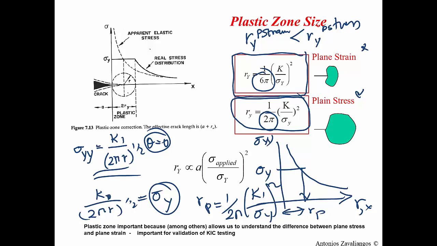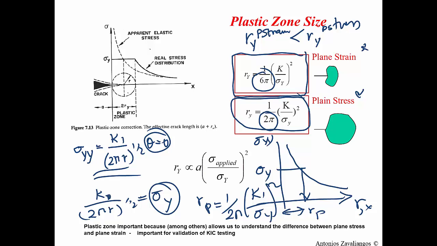Okay? That means if everything else is equal, that is, you have exactly the same material, you use exactly the same dimensions, if you have a plane stress condition, your material will exhibit a higher fracture toughness in plane stress than in plane strain.